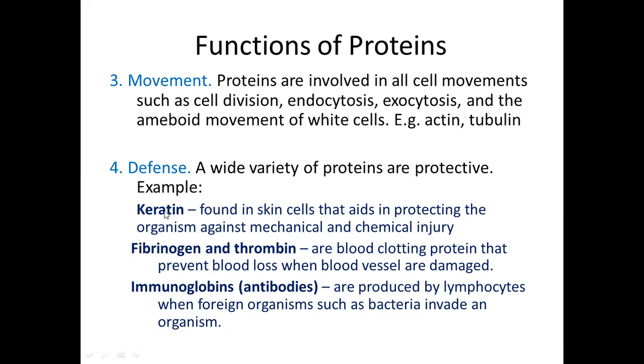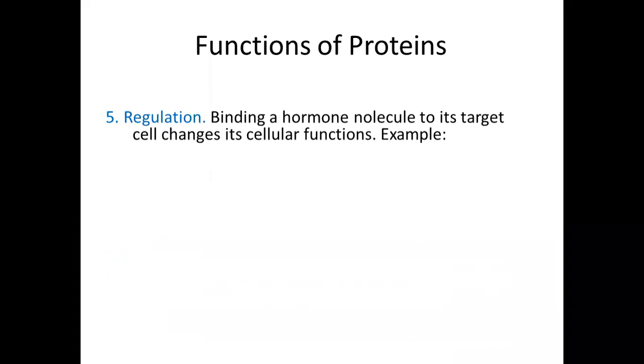And then we have keratin found in skin cells that aids in protecting the organism against mechanical and chemical injury. So we have that in our nails, in our hairs. Those are for defense, actually, and in the horns.